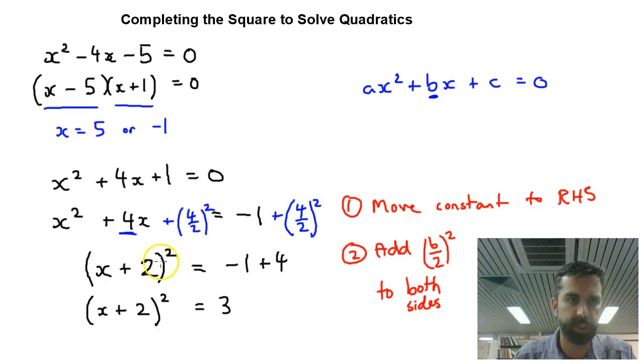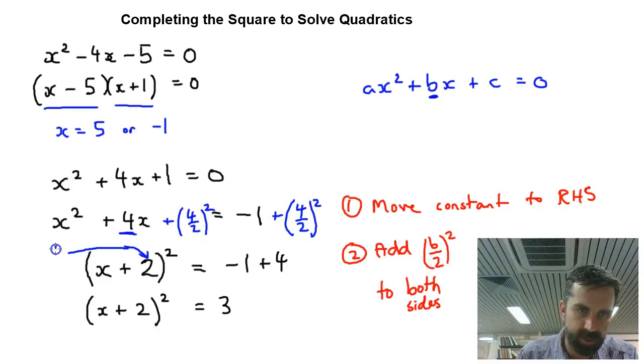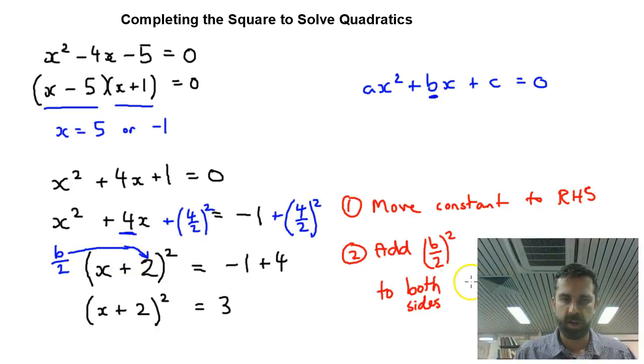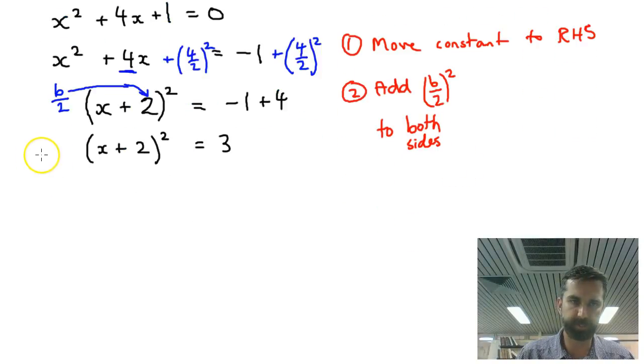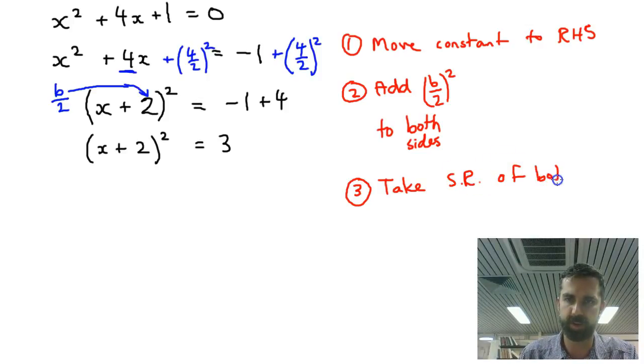I just want to clarify this. The 2 here that I've got in my factorized form is b over 2, and b was 4. Okay, now, have I solved the quadratic? Well, not yet, because I need to know what x is. What value of x solves this equation? So the next step that I'm going to do, and I'll write this on the side here, is take the square root, I'll just write SR, of both sides.